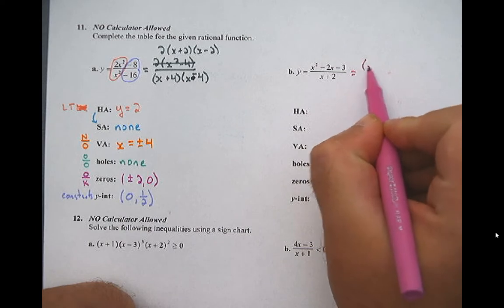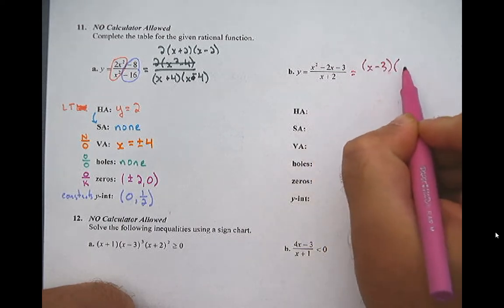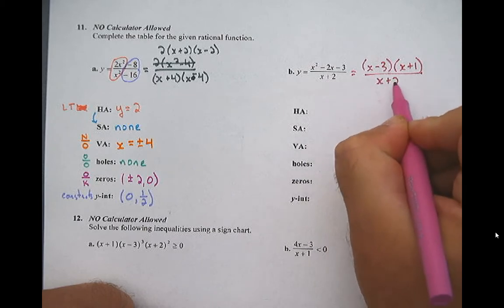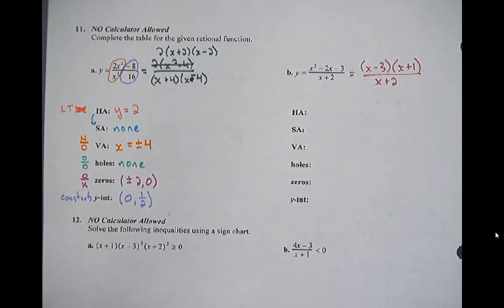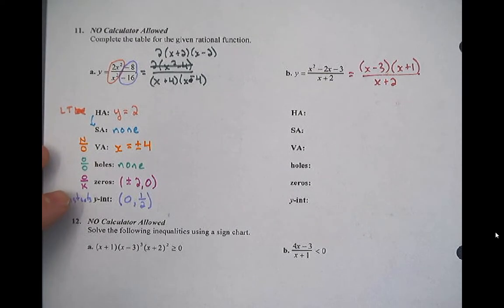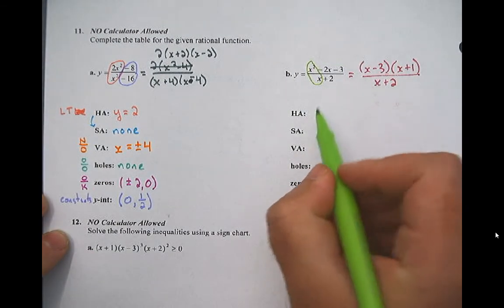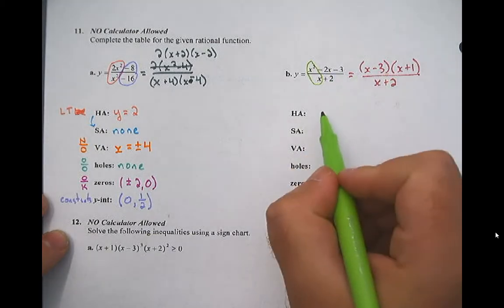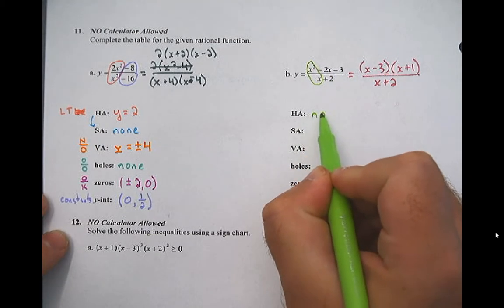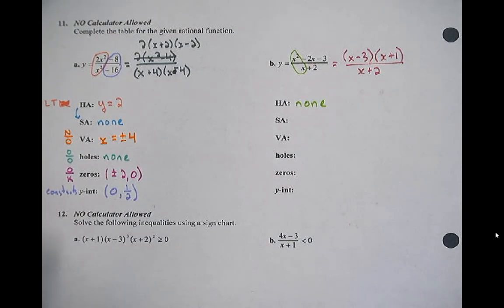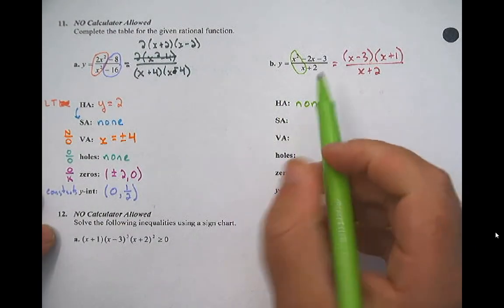So the first thing I did was factor it. X minus 3, x plus 1. Bottom is what we call a prime polynomial. HA, leading terms. So I compare the leading terms to each other. X squared over x. That's more x's on the top. That means it's going to launch off to infinity. So there is no HA. But that means that we now have an SA. So if this is none, then the SA has to exist.